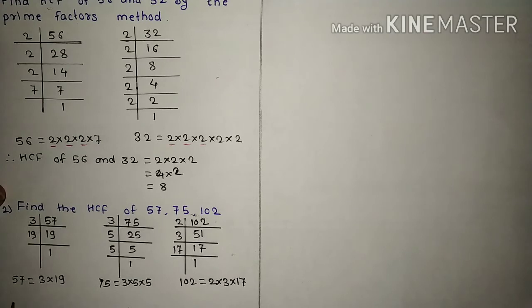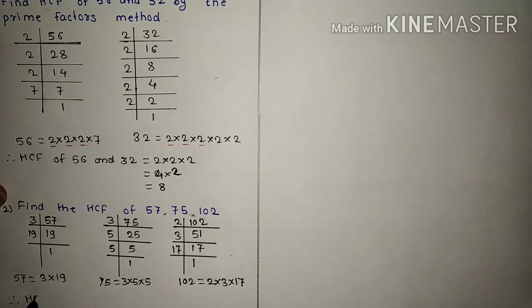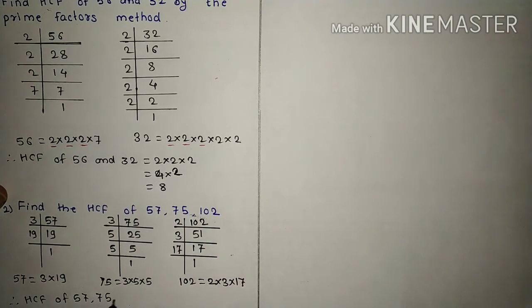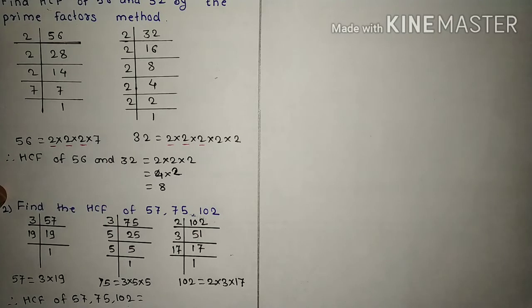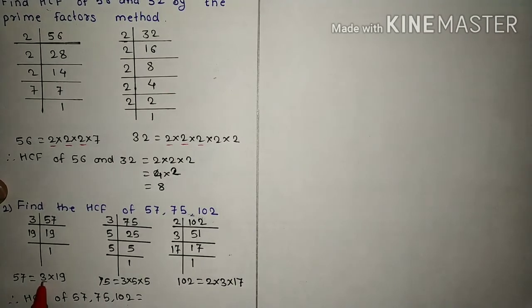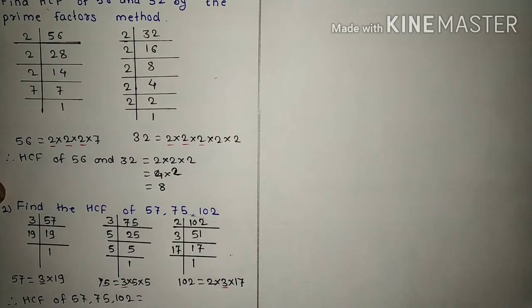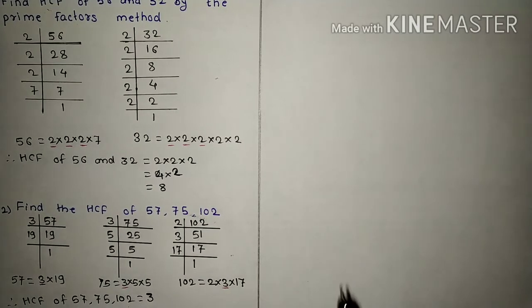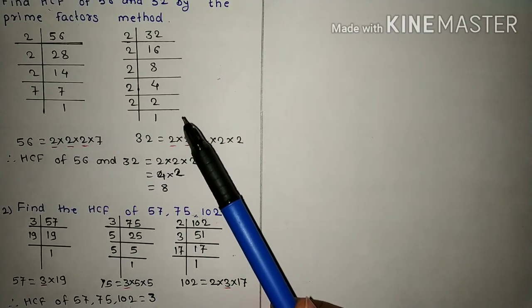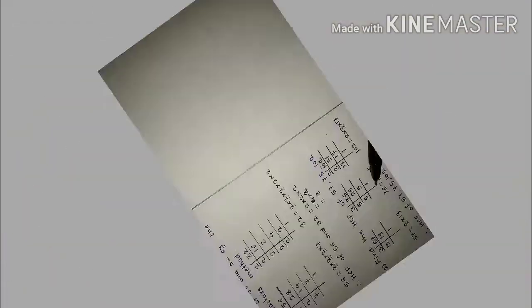Now HCF of these numbers. Therefore, HCF of 57, 75 and 102. HCF means highest common factor. The common factor of 57, 75 and 102 is 3. Okay, here 3, here also 3 and here also 3. Therefore, 3 is the HCF of these numbers. This is the prime factors method to find the HCF of given numbers.